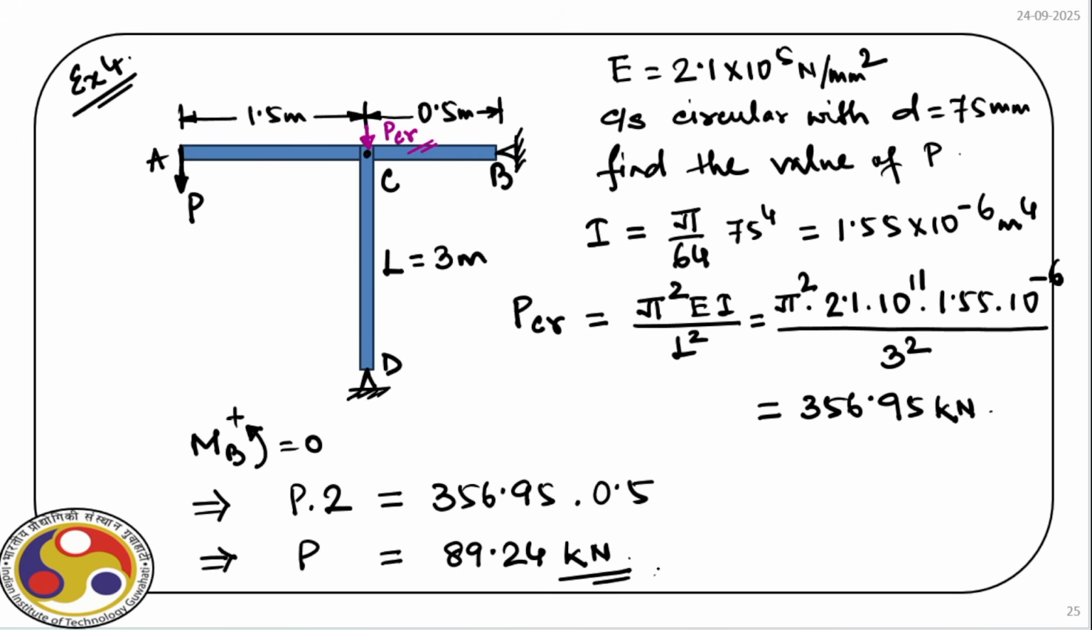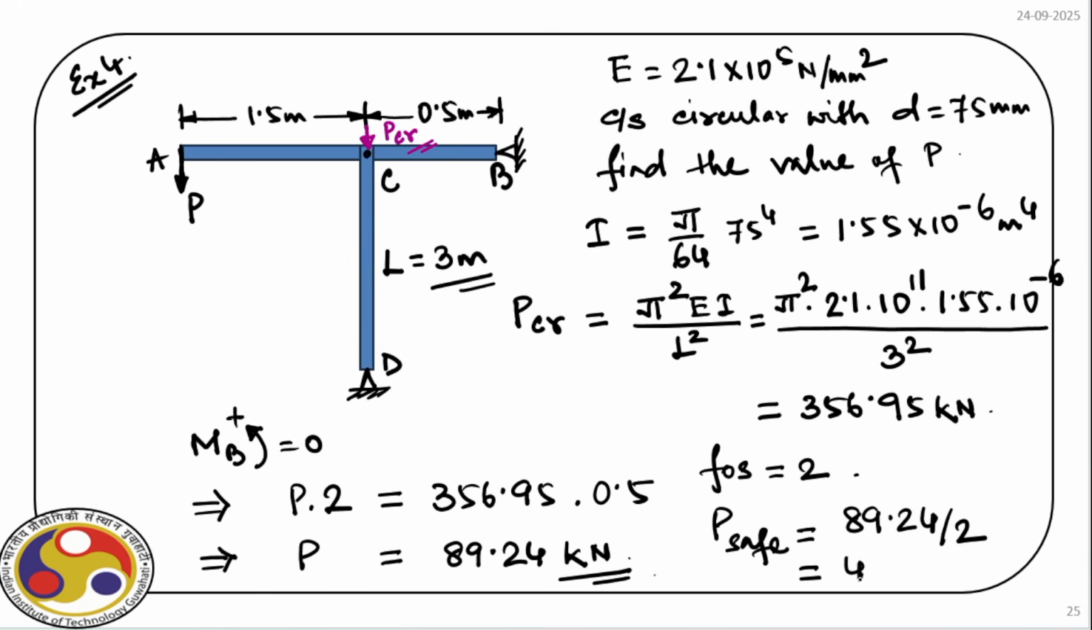Therefore, we get the value of P which will initiate the buckling in the column. So if we apply a factor of safety, say 2, we can find out the safe load to avoid buckling, that is 89.24 divided by 2, and this is equal to 44.6 kilonewton.